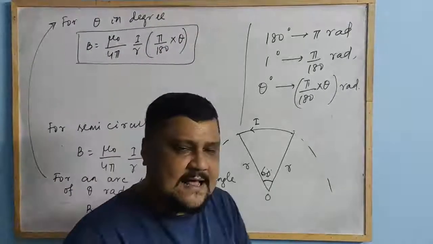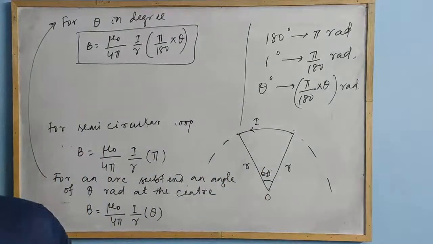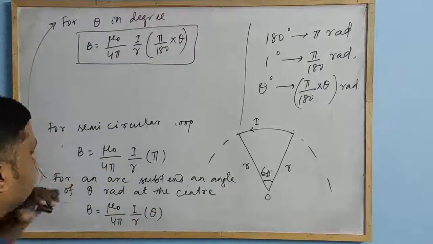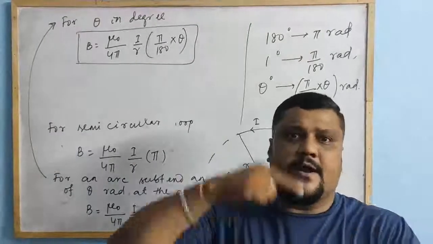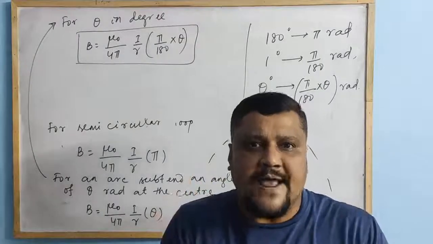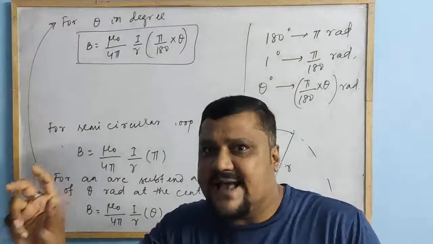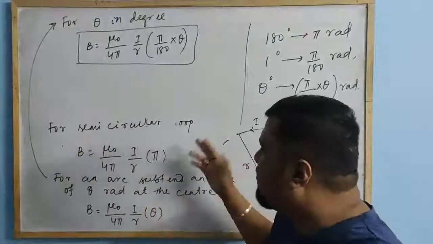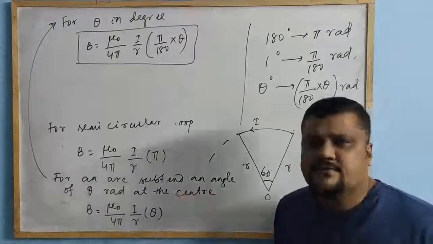Clear? So this is the expression for magnetic field. Now these are the different forms, and you will remember the formula. The point is that for a current carrying circular coil, the magnetic field at the center is mu naught by 4 pi I by R into 2 pi. 2 pi is the angle subtended by the loop at the center. Accordingly, we will multiply that. If it is a semicircle, pi; if it is theta degree, then it is theta.